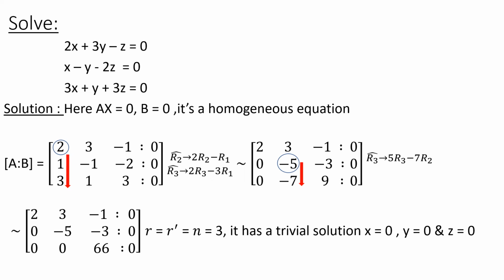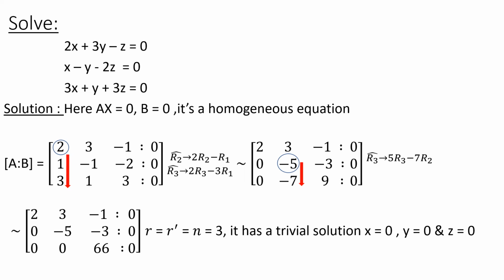Now let us consider an example of homogeneous equation. Solve the system of equation 2x plus 3y minus z is equal to 0, x minus y minus 2z equal to 0, 3x plus y plus 3z equal to 0. Clearly, the right hand side is 0. So Ax is equal to 0. It is a homogeneous equation.